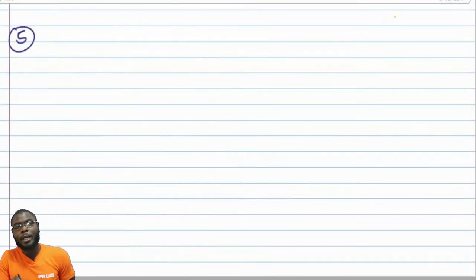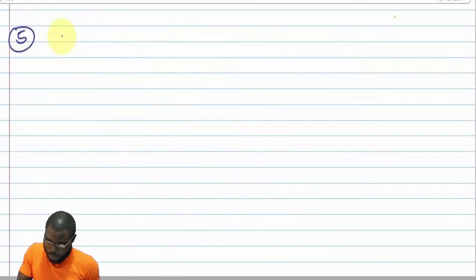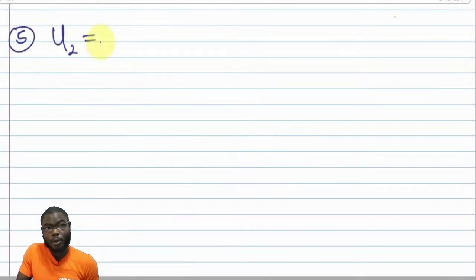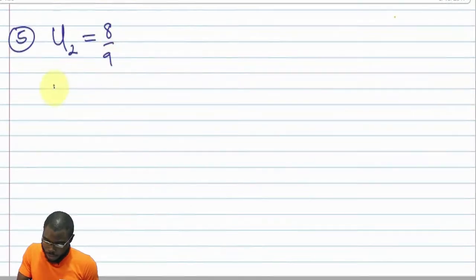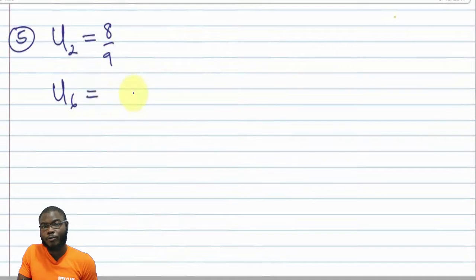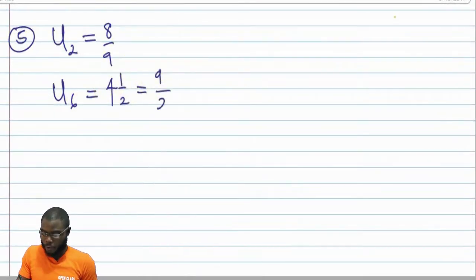Okay, we have the second term. Sorry, let me clean out. Second term, let me call it U2, is equal to 8/9, and the sixth term, U6, equals 4 whole number 1/2, which is the same thing as 2 times 4, 8, plus 1, 9. We have 9/2.